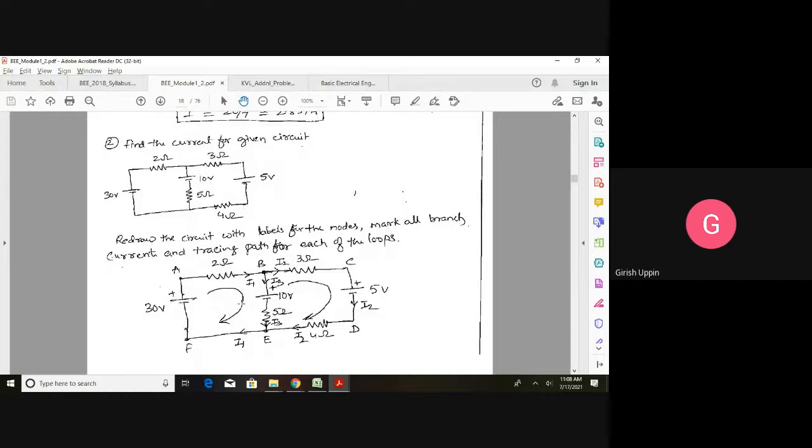Okay, this is one more problem. In the exam, you might get at most 2 loops like this. If they give a problem with 2 loops, mark the current. If they are not marked, this is I1, this is the direction of tracing, and the direction of tracing should be the same in all the loops. Don't change the direction of tracing. If you are using clockwise, you should use clockwise for all the loops. Then mark all the currents.